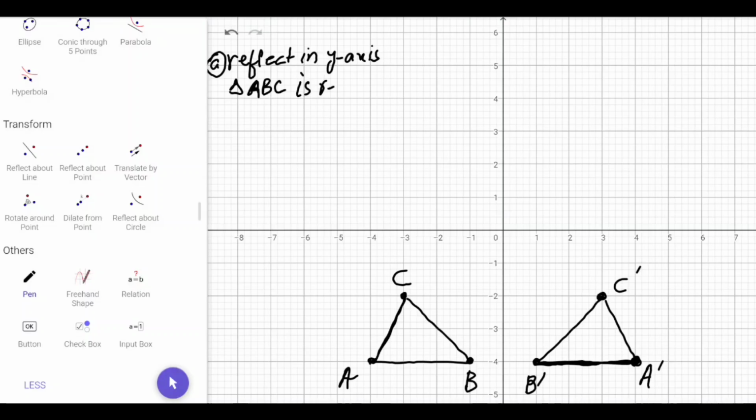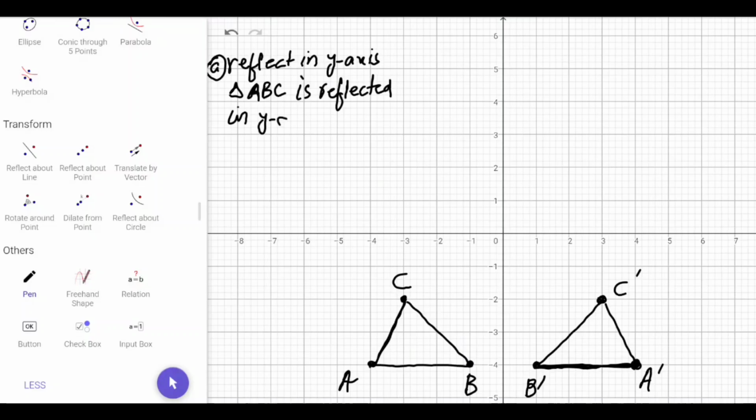So we can say that triangle ABC is reflected in the y-axis. Triangle A prime, B prime, C prime is obtained.